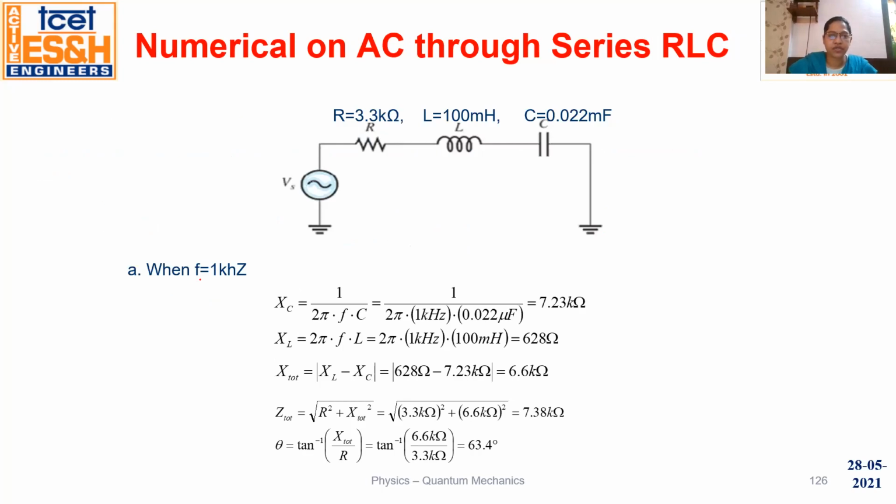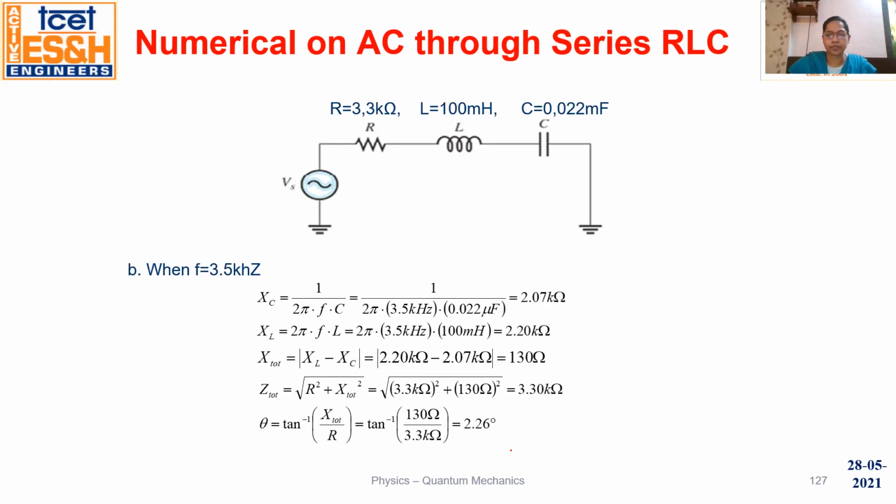In the first case, when the frequency is kept at 1 kilohertz and we apply the formula, the value of XC is 7.23 kilo ohm. For XL, by applying the formula, we have 628 ohm. And the total X, XL minus XC, is 6.6 kilo ohm. So the total Z is 7.38 kilo ohm, and theta is 63.4.